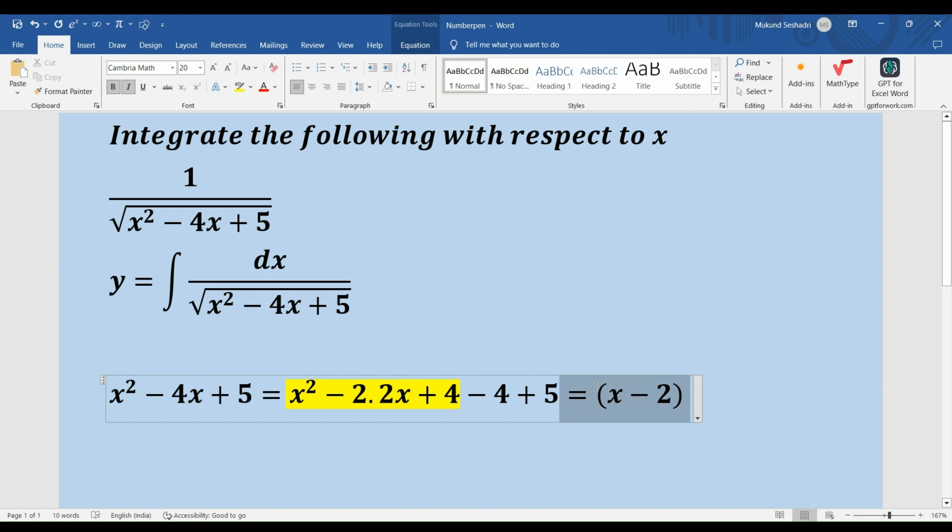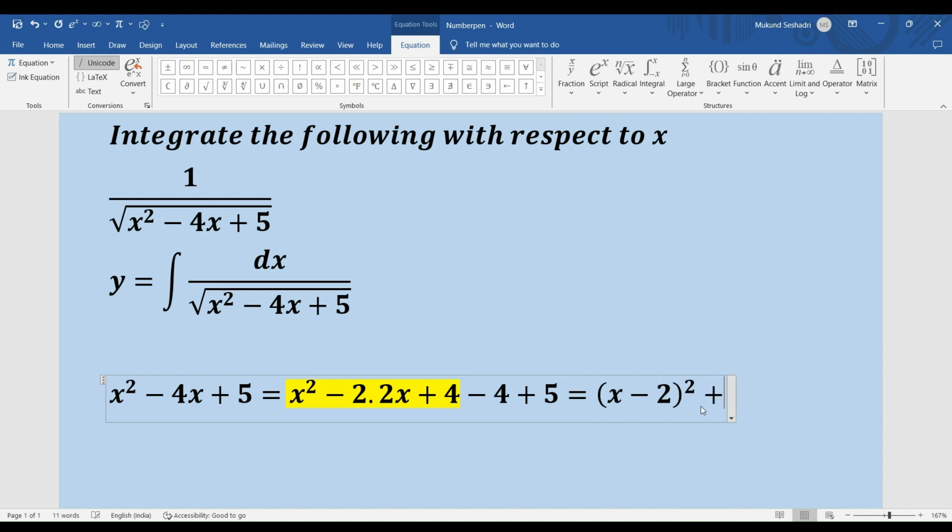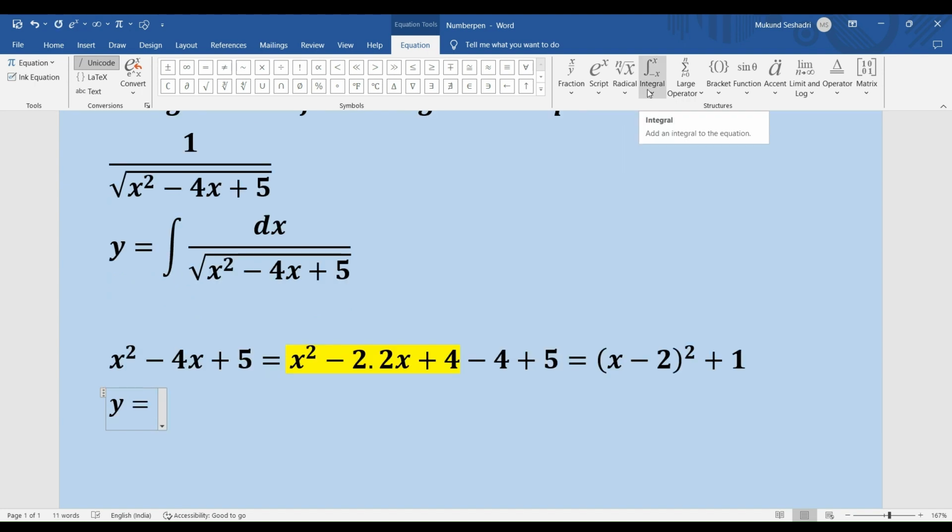So this entire expression, using the algebraic formula, I am able to reduce it to the format that is going to help us integrate this easily. So this is what we have. My x square minus 4x plus 5 is nothing but x minus 2 the whole square plus 1. All right. So I go back to my y and I replace my quadratic expression with x minus 2 the whole square plus 1, right? And then let's see how we go about solving this particular problem.